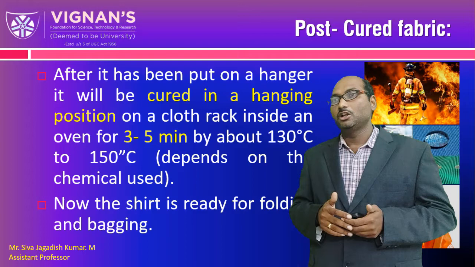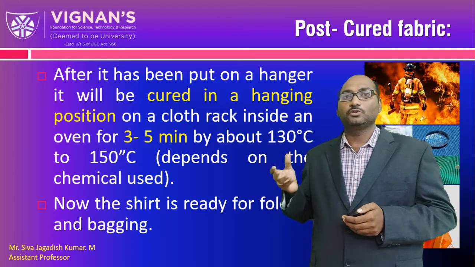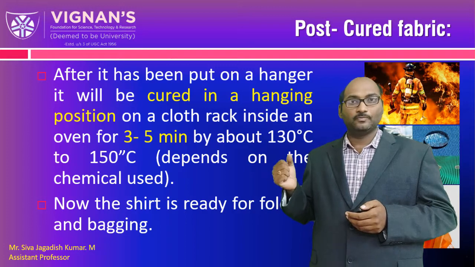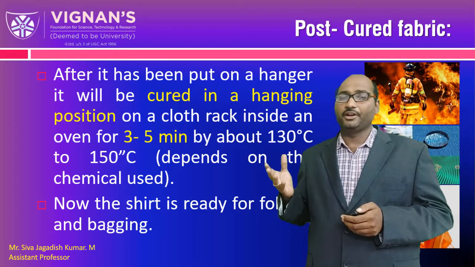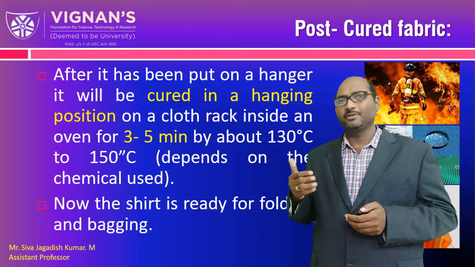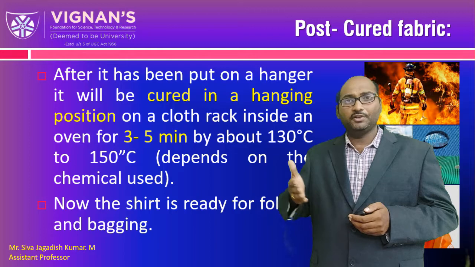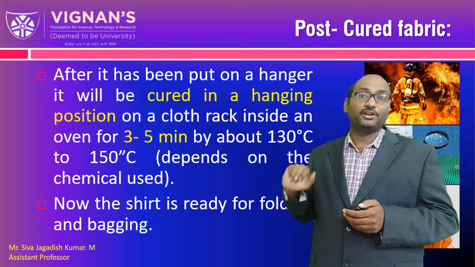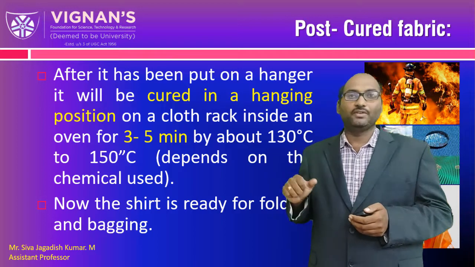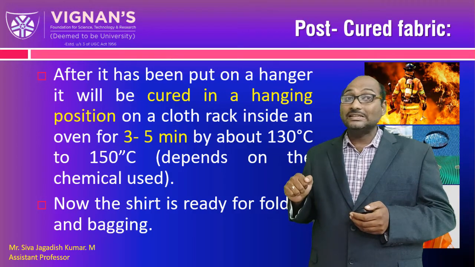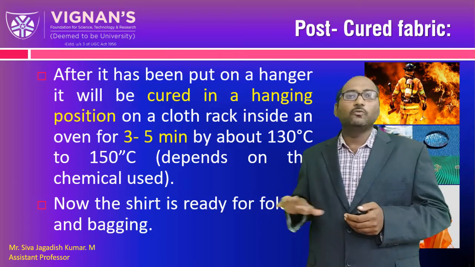Okay, as in spinning, you might have observed the yarns which go for conditioning. Similarly, here it is at 130 degrees centigrade for 3 to 5 minutes. Again, it depends upon the type of resin; it may be 120, 130, 140, 150, or 170 also. So this finishing should be given in such a way. Once it is done, the shirt is ready for folding and bagging.